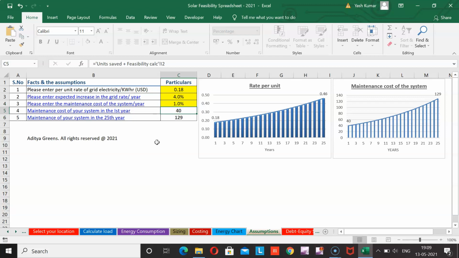And I have taken an increase in maintenance cost of 5% every year because my system is going old day by day. And with every passing year, my system would be needing more care, and I need to shell out more money to take care of my system.